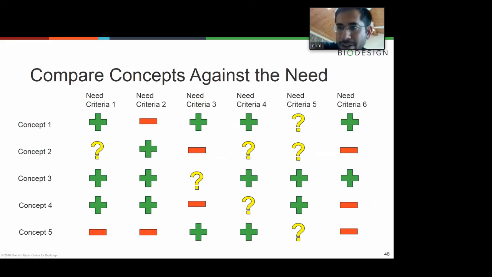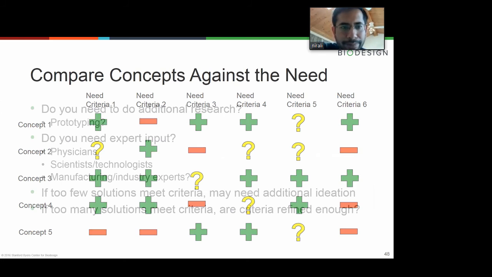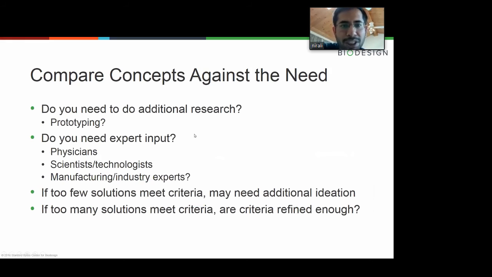That's very often done in medical technology. You look at historical studies that use a similar approach, and you say we're going to have a similar result as that. So do you need to do additional research? Do you need to start doing prototyping? We're going to talk about prototyping in the next session. You need expert input. Talk to physicians, talk to scientists, talk to experts in the industry.